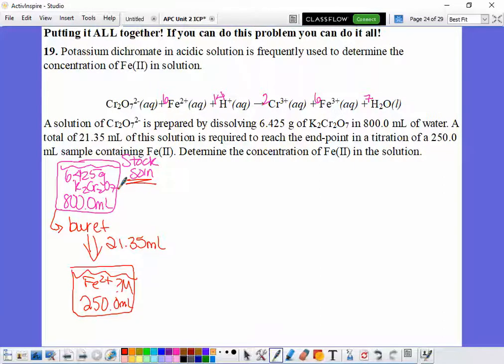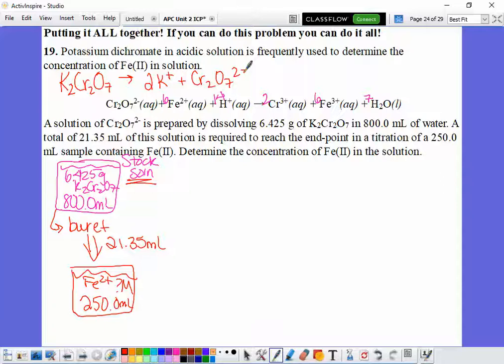Now, what happened to the potassium? Well, potassium has to be present for the solid because it's there. In solid form, it's there. Once you dissolve potassium dichromate, what does it do in solution? What's that D word? Dissociate. So it dissociates into 2K+ and Cr2O7 2-.